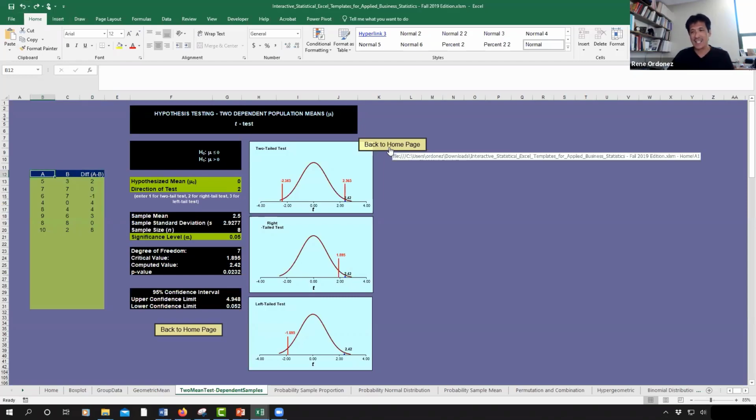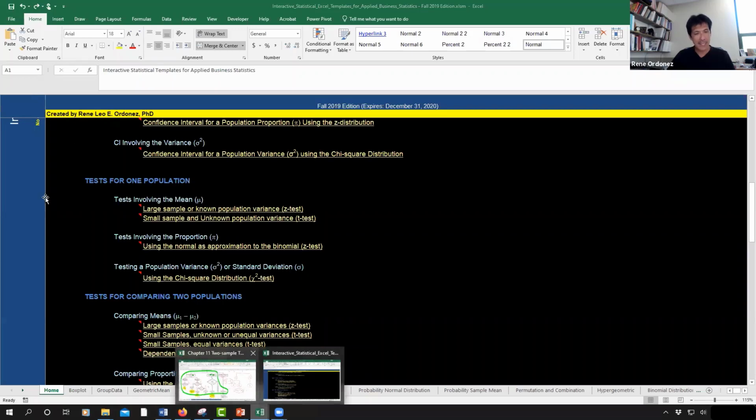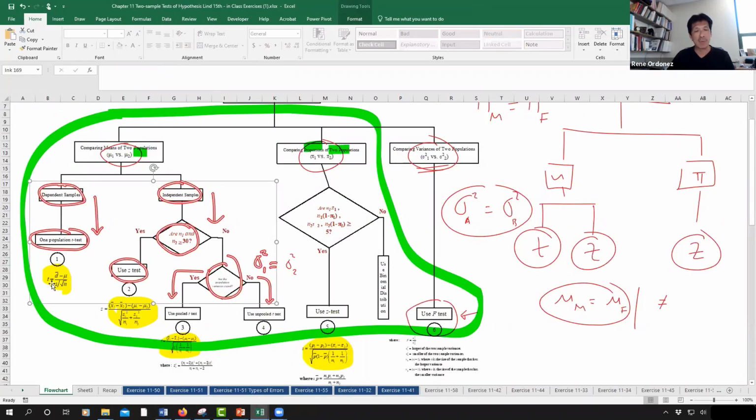So let me approach this differently. If we go back over here, right? When I started talking about dependent samples, we said that it reverts back to a one population t-test. All right. So let's approach this solution to a dependent samples problem from this angle. Hopefully that will clear up the confusion.